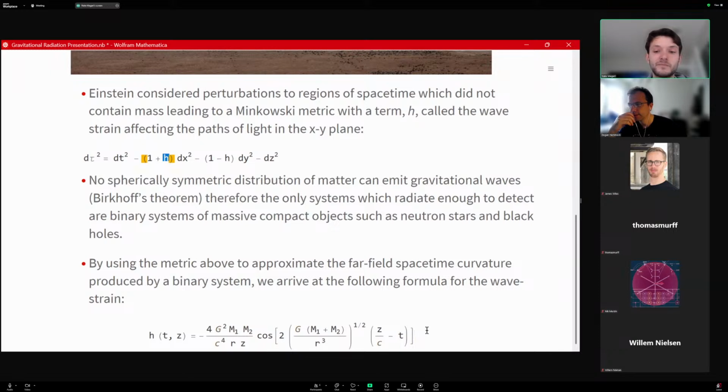Can you get a strain that's just unidirectional, like just compressing the x direction, let's say?